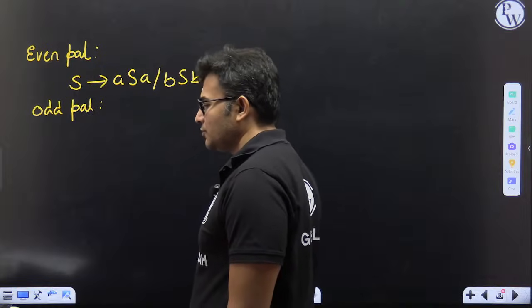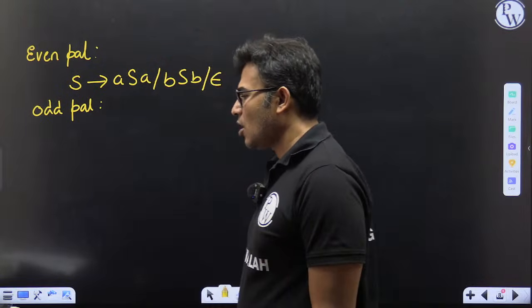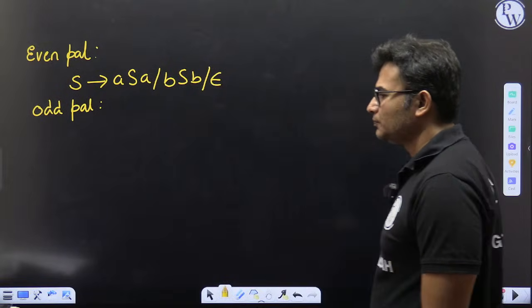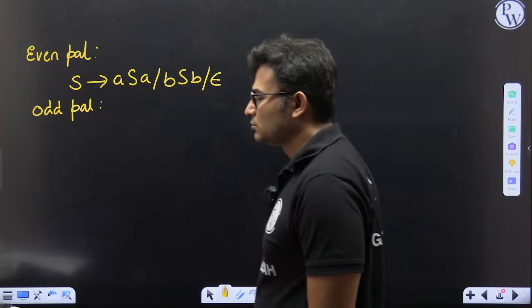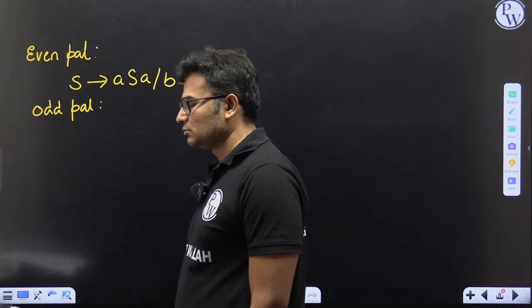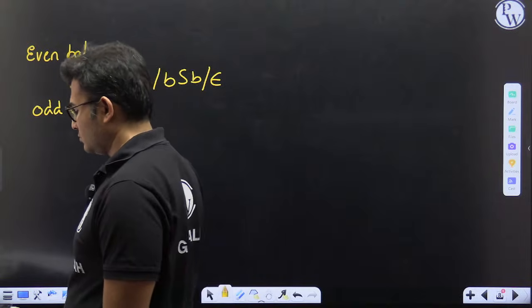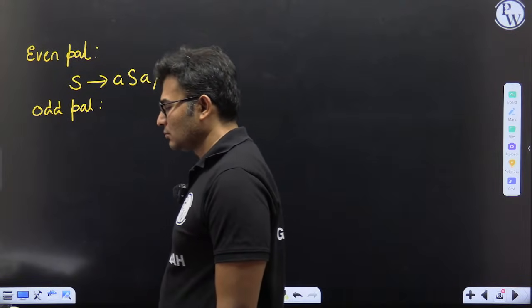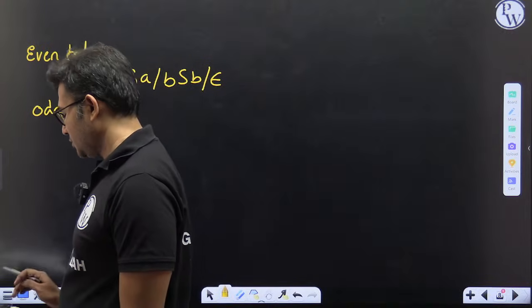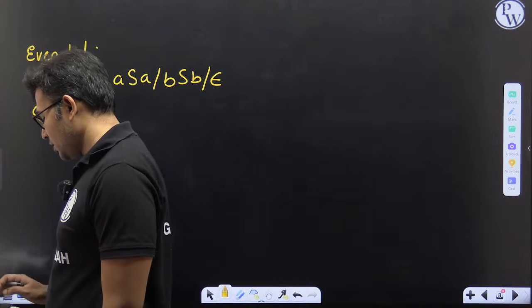Give me the context-free grammar for odd length palindromes.